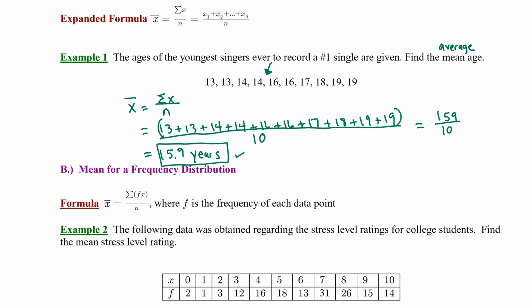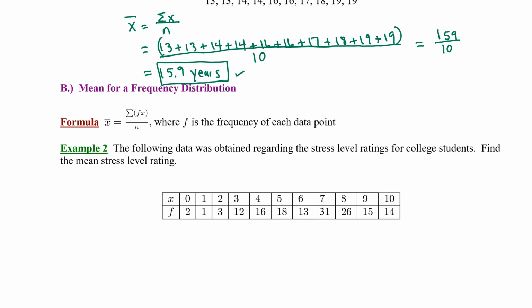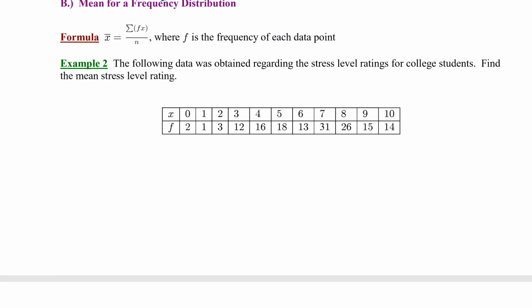Now, the average is not one of the data points, but it is in the center of the data points. So that's a pretty simple approach, but if you have a frequency distribution, you've got to think about how we factor in the frequency. We're going to edit the formula just a little bit.